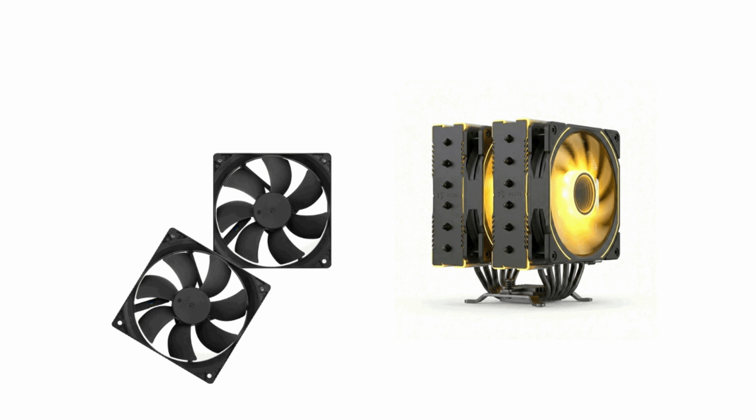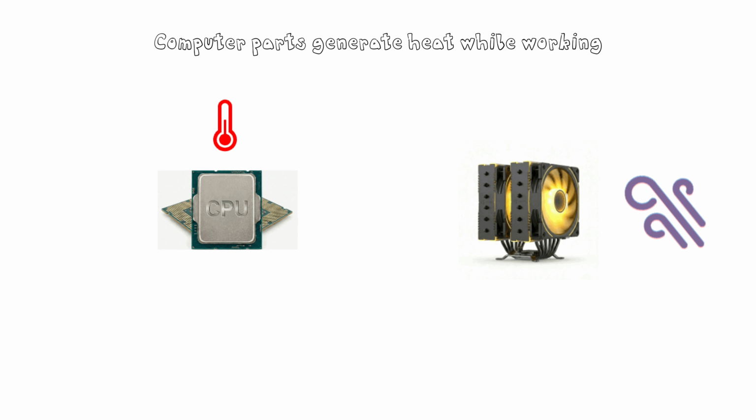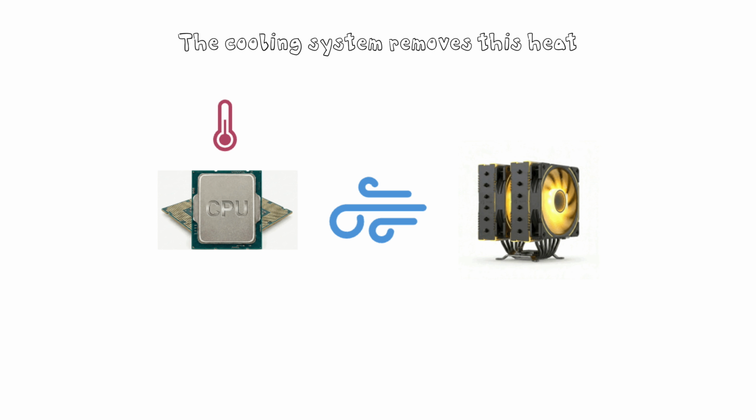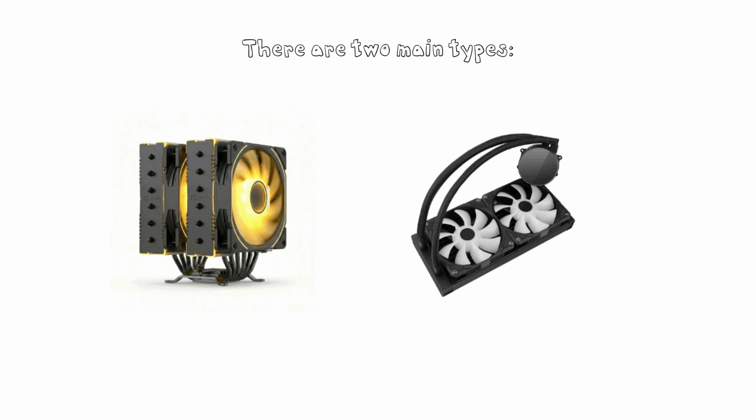Cooling system. The cooling system helps reduce the heat produced by computer components during operation. Computer parts generate heat while working. The cooling system removes this heat. This helps maintain performance and prevents damage. There are two main types, air cooling and liquid cooling.